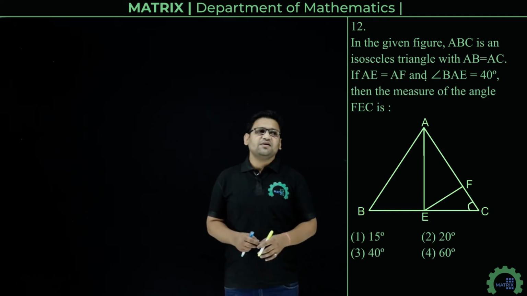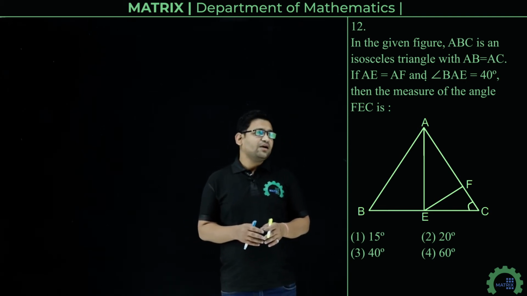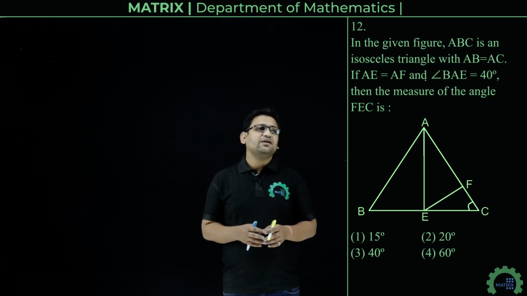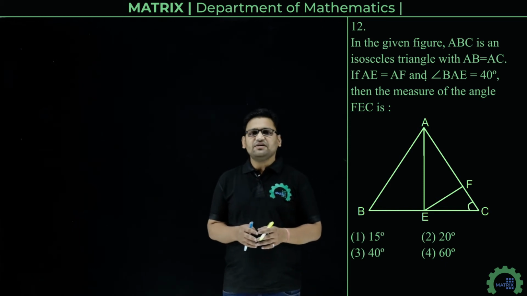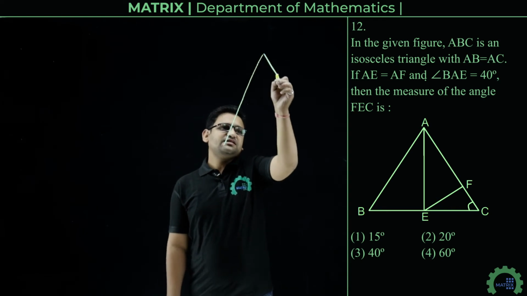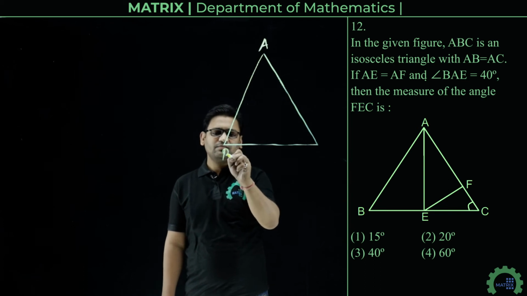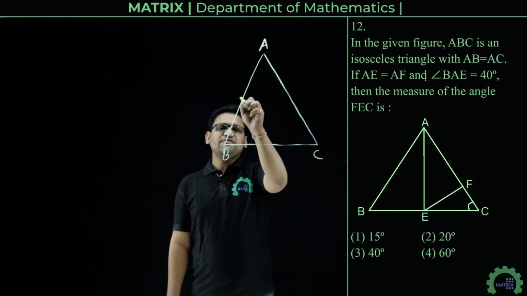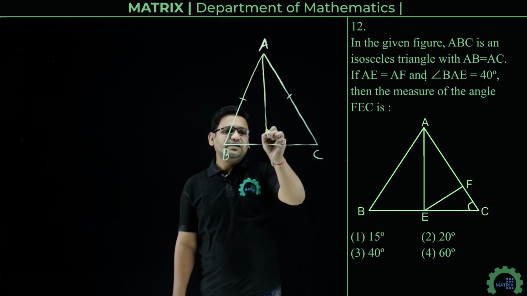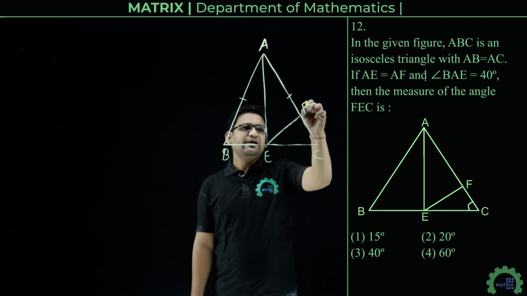In the next question, we are given an isosceles triangle in which sides AB is equal to AC. Also, AE is equal to AF and angle BAE is equal to 40 degrees. We need to find the measure of angle FEC. So first of all, we will draw the figure. Let's say this is triangle ABC, in which side AB is equal to AC and AE is equal to AF.